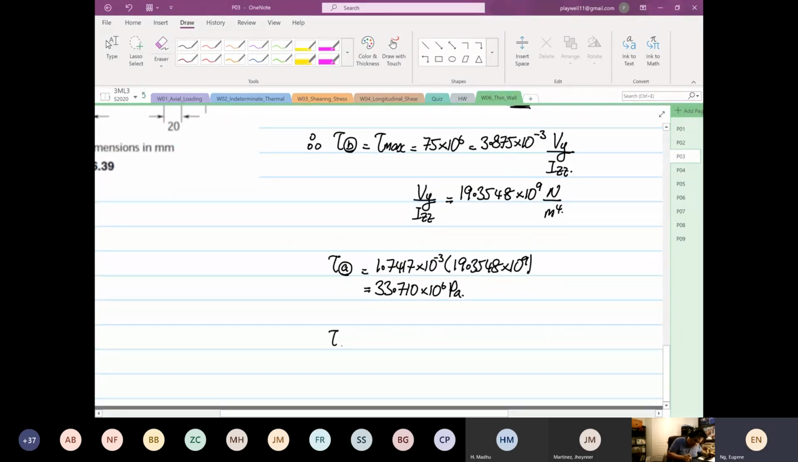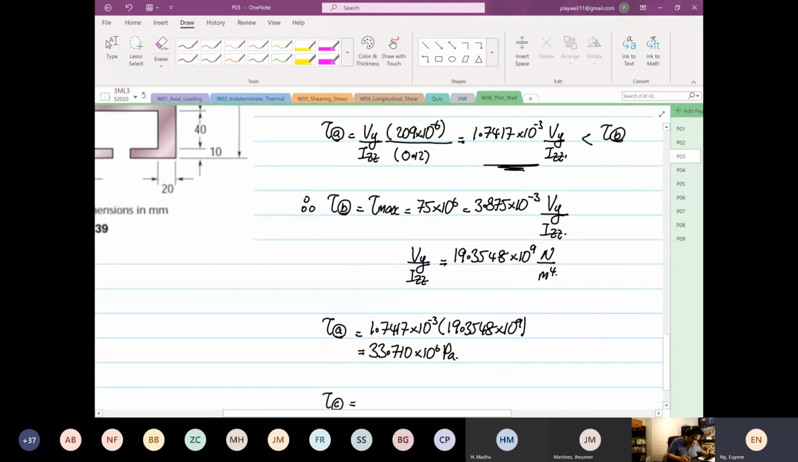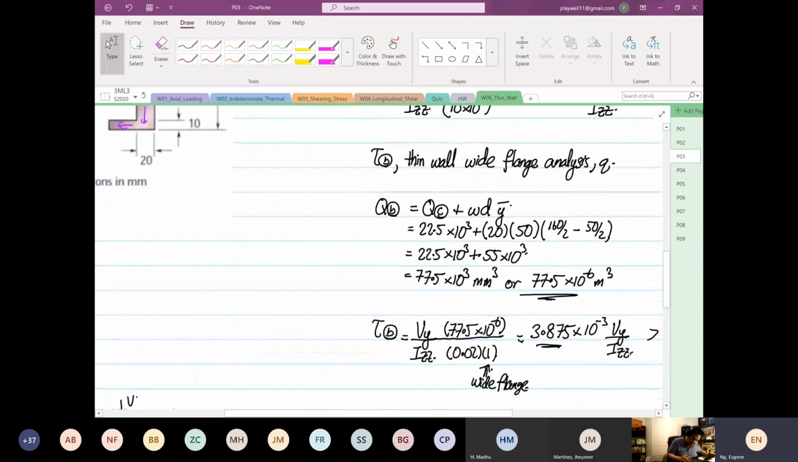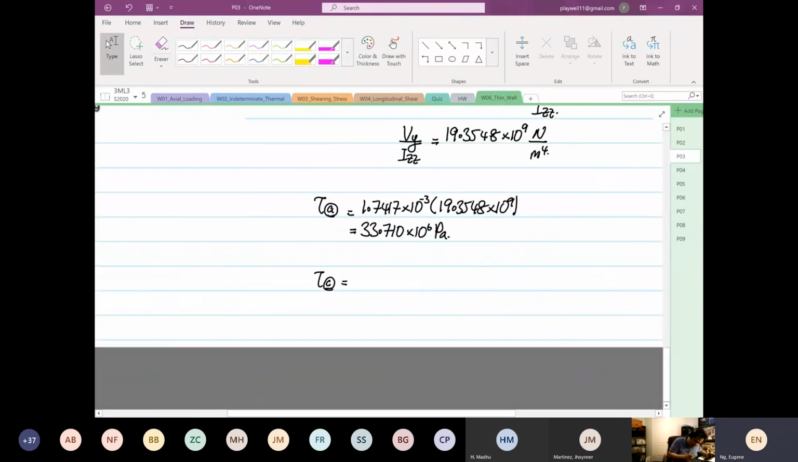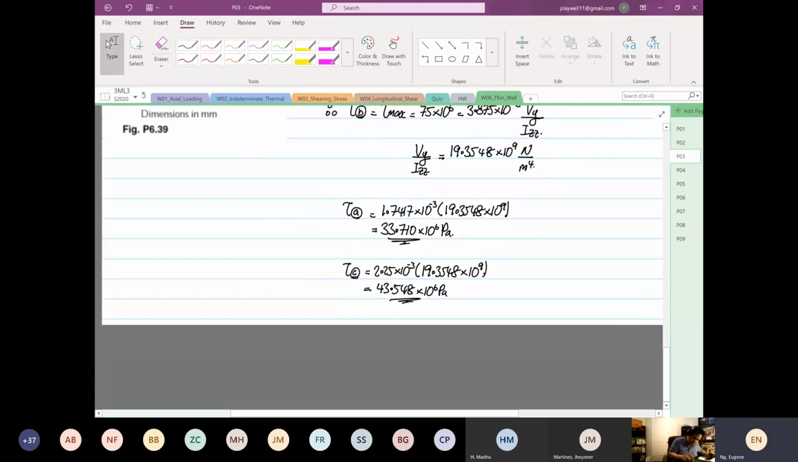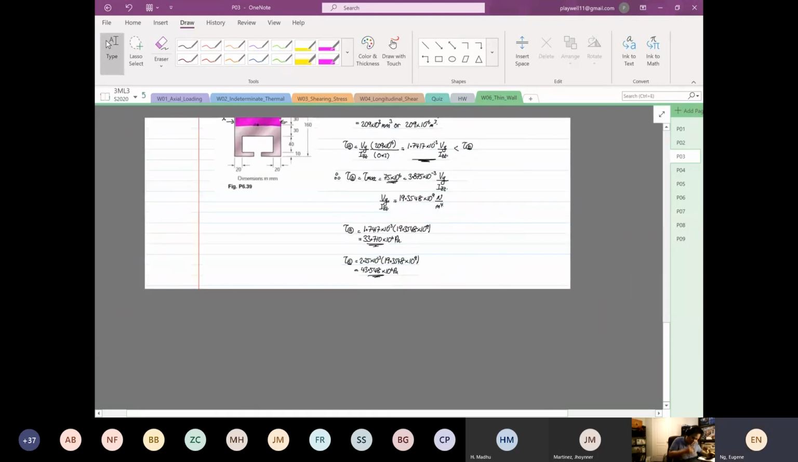And the shear stress at point C. Point C is 2.25 times 10 to the power minus 3, multiplied by 19.3548 times 10 to the power 9. So this will be equal to 43.548 times 10 to the power 6 Pascal. Okay, so this is your answer for your analysis.